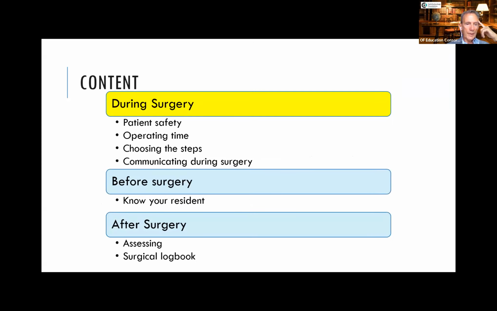So I will divide my content into 3 big parts: during surgery, before surgery, and after surgery. This last one we will not go over today. This will be next week.